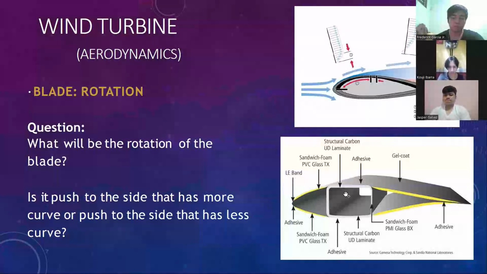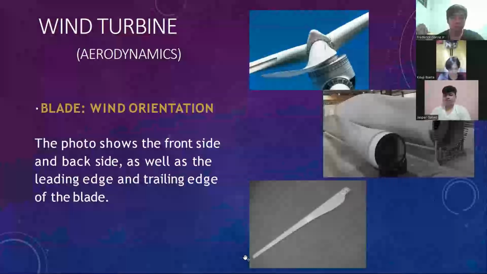We can see another form of lightening to maintain structural integrity of the blade while reducing the weight of the blade. The photo shows the front side and back side, as well as the leading edge and the trailing edge of the blade.